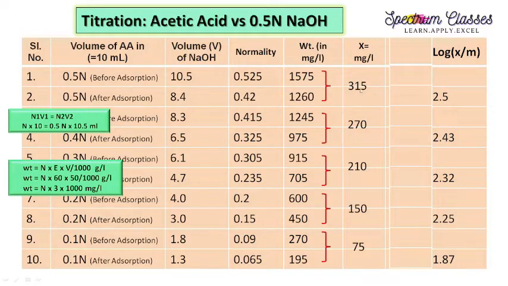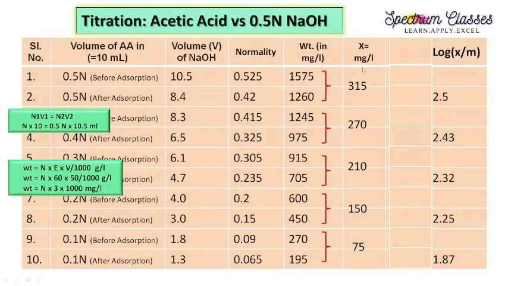So if you are having 3 numbers, then you will get 2 point something, and if you have two numbers, then you will get 1 point something. So these all are positive values. So that is why I have converted it into milligrams.